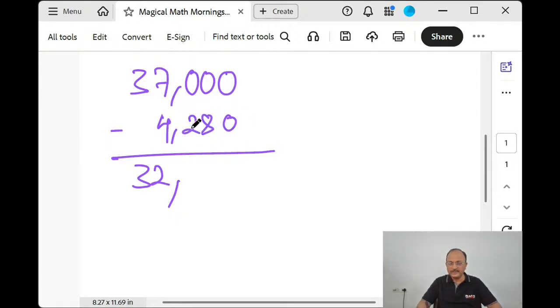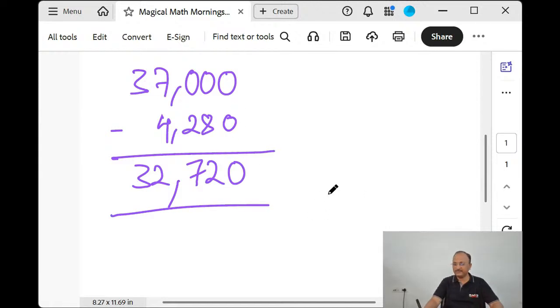Correct? No? 9's complement of 2 is 7. 10's complement of 8 is 2. Last one 0. We'll write as it is. Correct? Yes. I think you did the correction now. Correct? No? After doing, you understood what is the error. Let's try this.